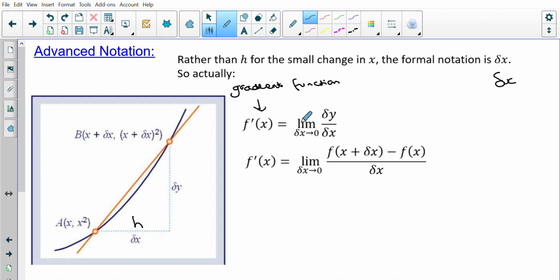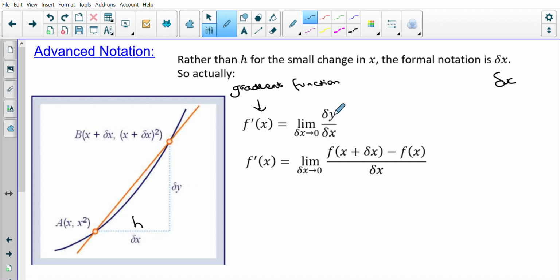So our gradient function is the limit, so instead of h tending to 0, we've got that delta x tending to 0 of the vertical distance on my triangle, which is delta y, over the horizontal distance on my triangle, which is delta x. And that delta y distance is the difference between the y coordinates, which we can see is the x plus delta x substituted into my equation of my curve, my function, minus the y coordinate of the point that I started at, which would be f of x.